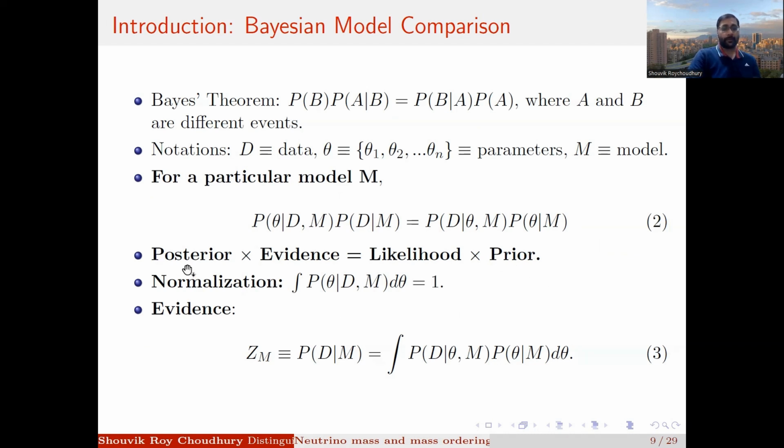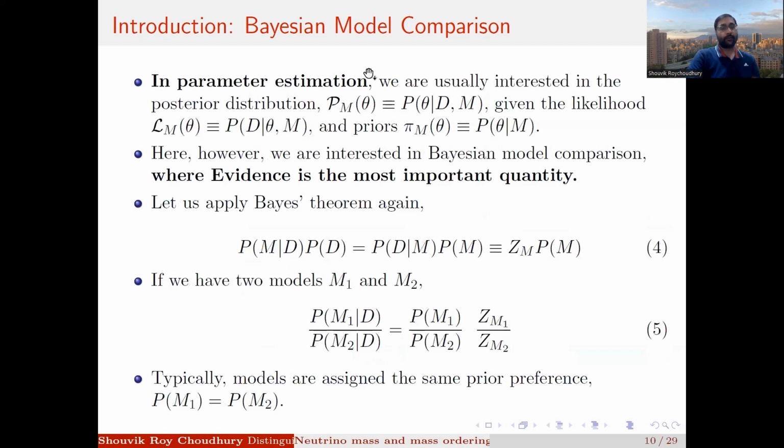And this posterior distribution is, of course, an important quantity in cosmological parameter estimation or any kind of parameter estimation where Bayesian analysis is involved. And given the probability normalization condition, we can get the evidence by integrating out the right-hand side of equation number 2. So for parameter estimation, of course, we are interested in the posterior distribution of the parameters, but when we are interested in Bayesian model comparison, then evidence is the most important quantity.